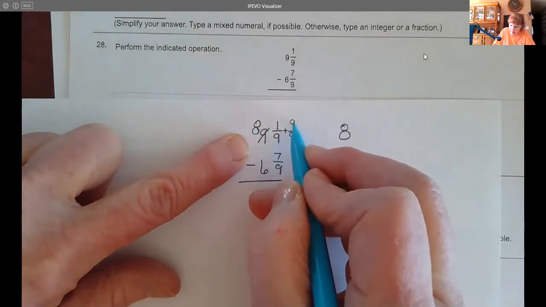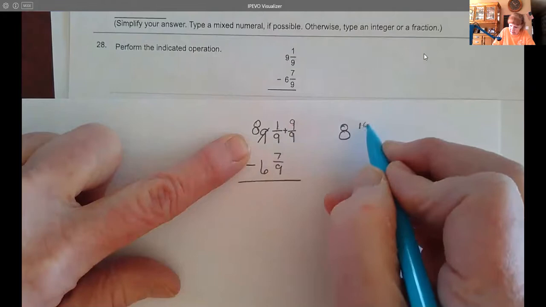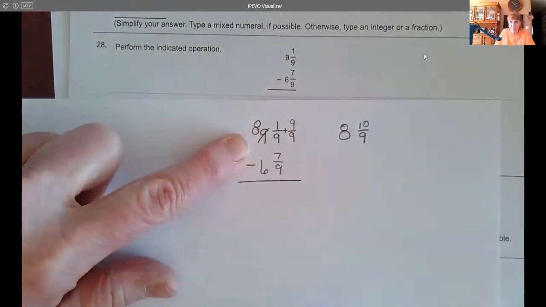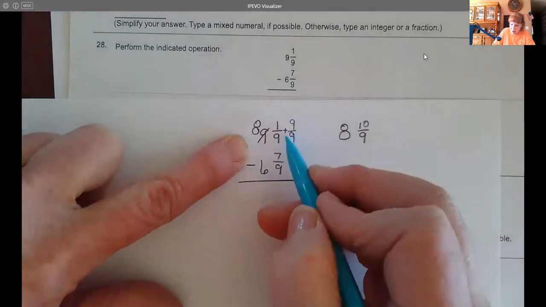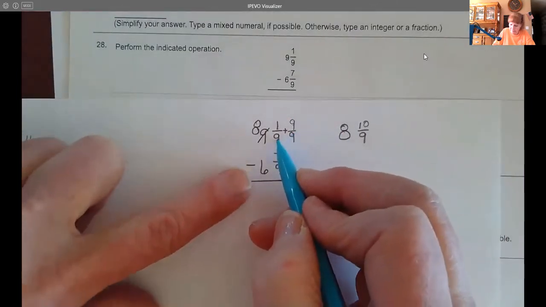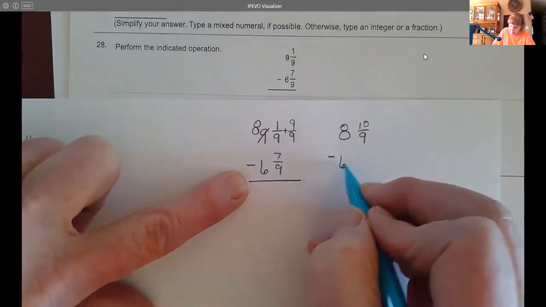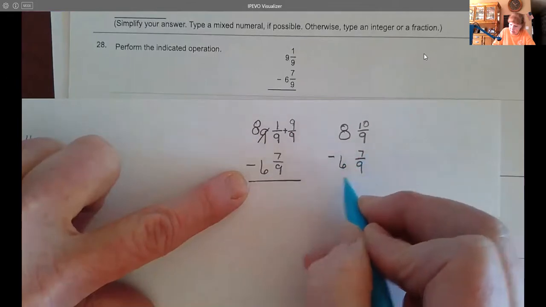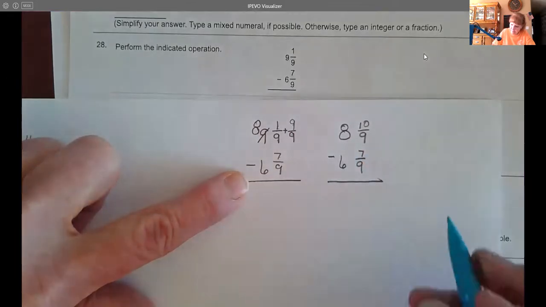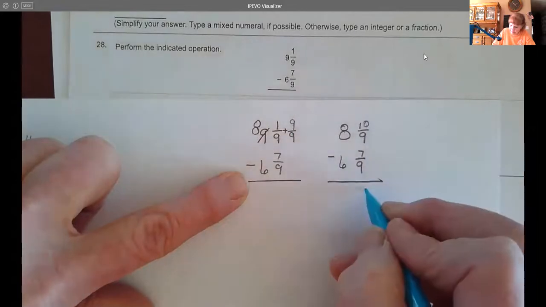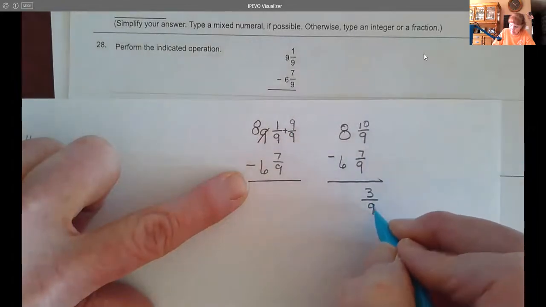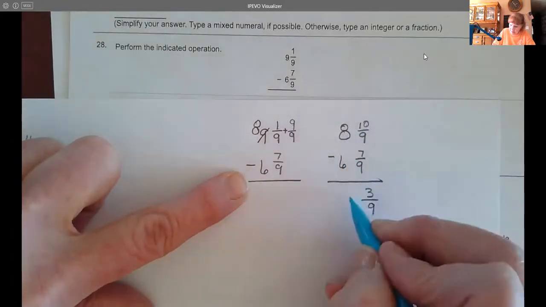1/9 plus 9/9 is 10/9. Okay. And again, this always matches this denominator. Minus 6 and 7. Now you can subtract after you borrowed. 3/9.